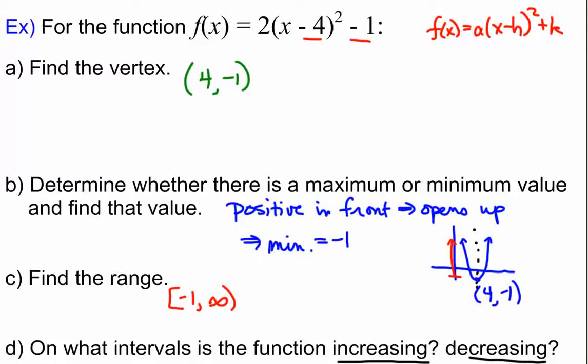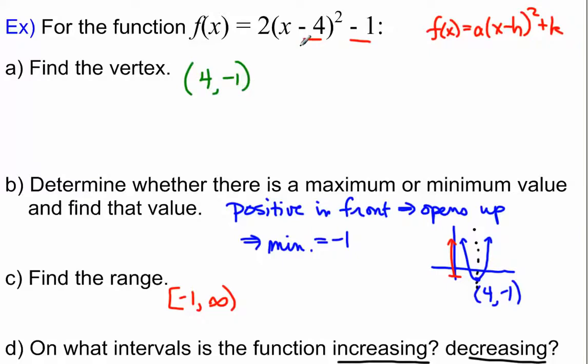Here we want to take a look at a couple examples working with quadratic functions in that vertex form, the a times quantity x minus h squared plus k form. In this one, if I want to find the vertex, it's a matter of just looking at it and copying it off. Inside one, the h, remember that's going to be the opposite, so a positive 4. The outside one, the k, we're going to use exactly that, the negative 1.